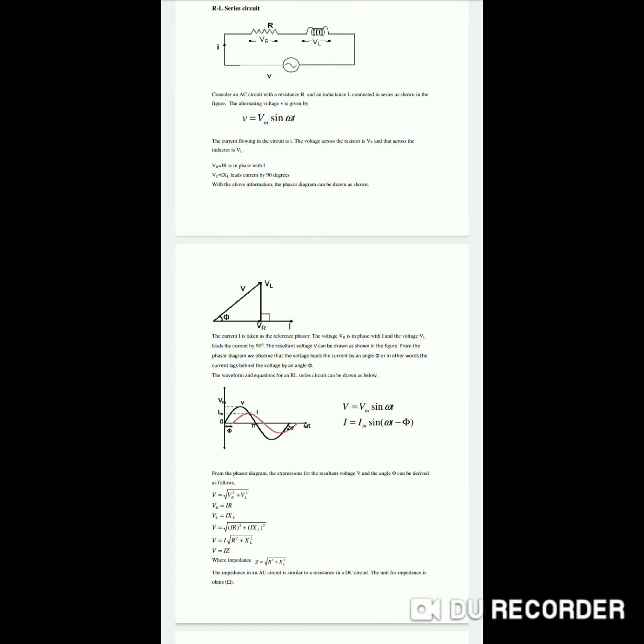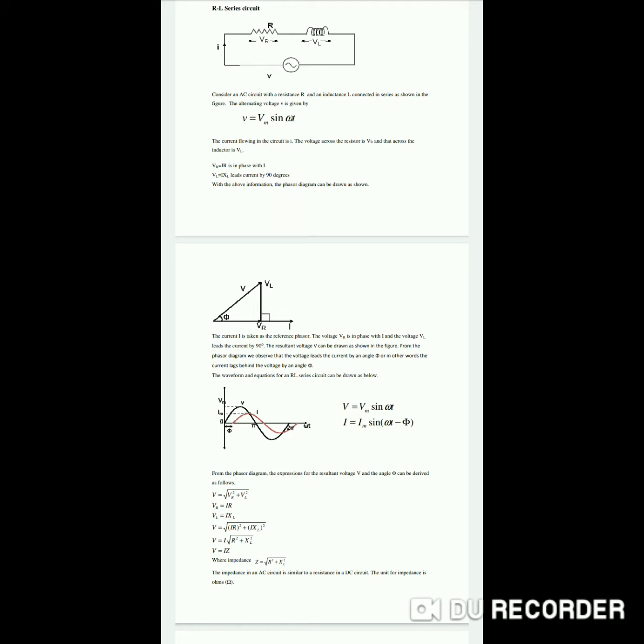Today we'll discuss the RL series circuit. In the last videos we have seen pure resistance, pure inductance, and pure capacitance. Those were the individual circuits. But in this video we need to deal with the combination of resistance as well as inductance.